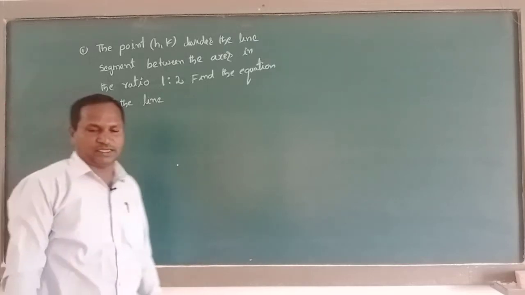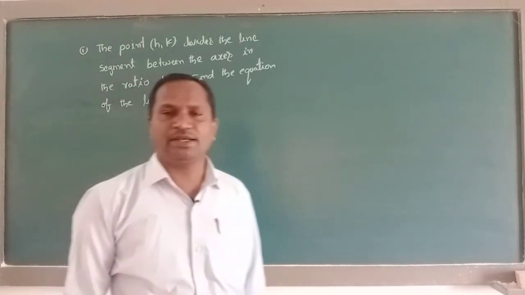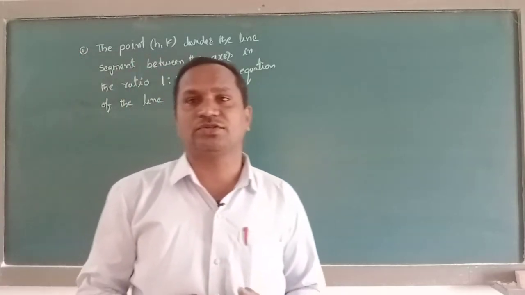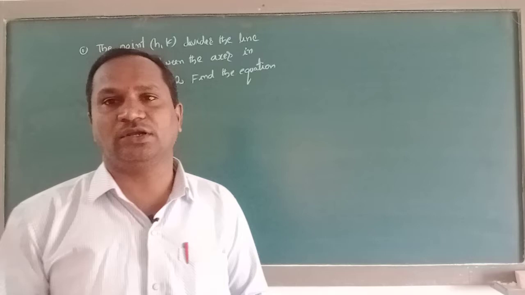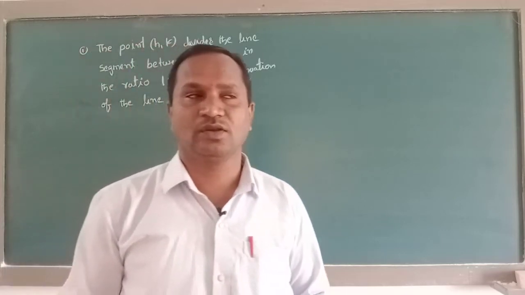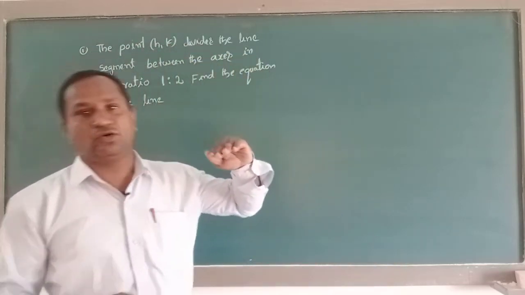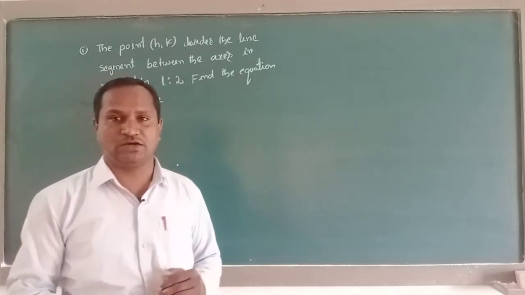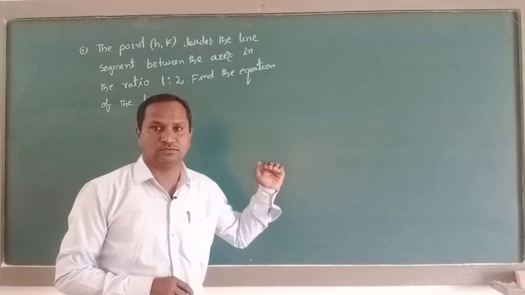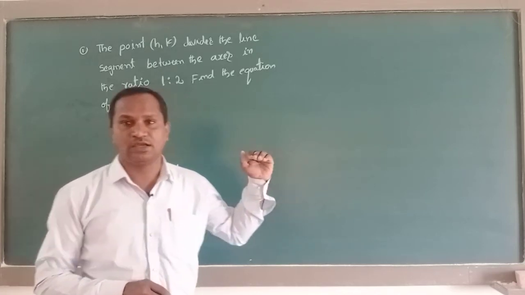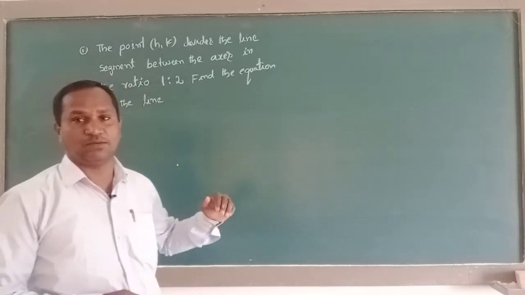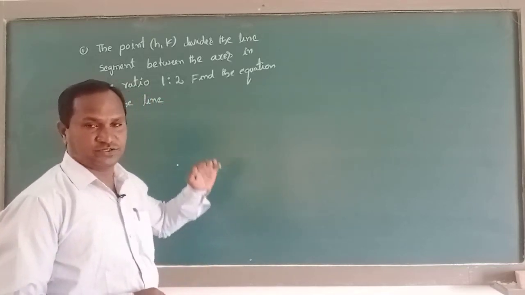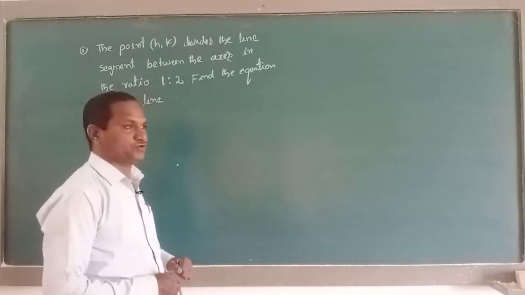The point h comma k divides the line segment in the ratio 1:2 internally. But they are asking for the equation of the line. What is the equation of that line they are asking here? Now I am going to draw the diagram for this question, and at the same time, I will give you the solution for this question also.